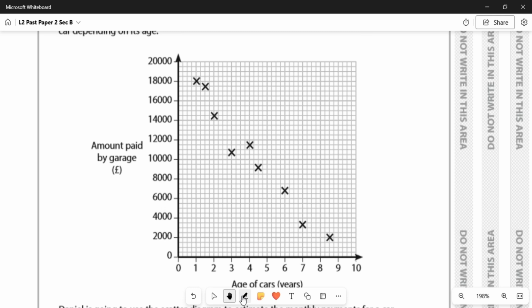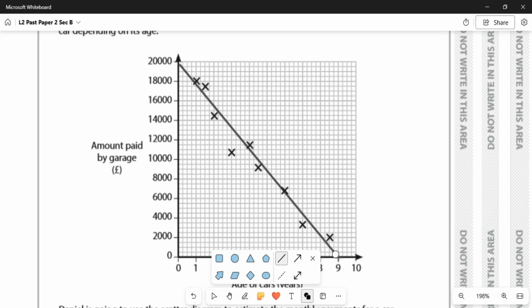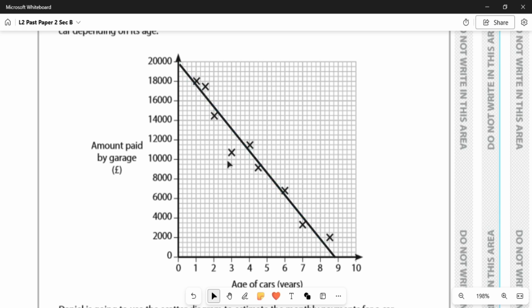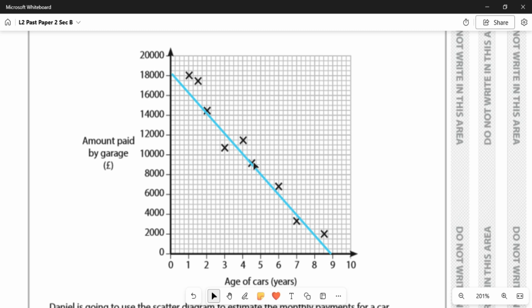Let me just draw a line. So what you want is something that goes roughly through these crosses, something like that. The idea behind it is you want an equal number of crosses on each side. So I've got 1, 2, 3, 4, and 1, 2, 3, 4, 5. Yeah, it's about right. And then just make sure it's going from end to end. So there's my line of best fit. I'm not entirely happy with that, but let's just go with that.